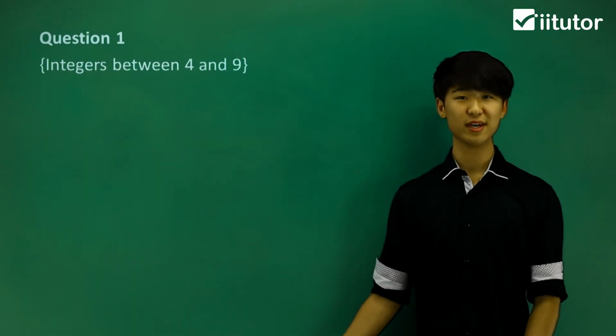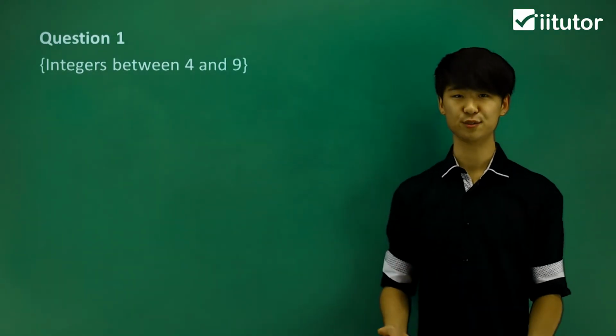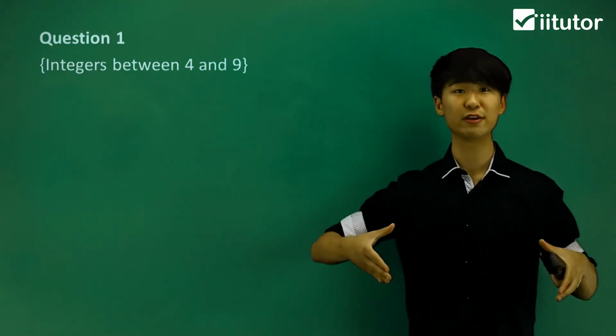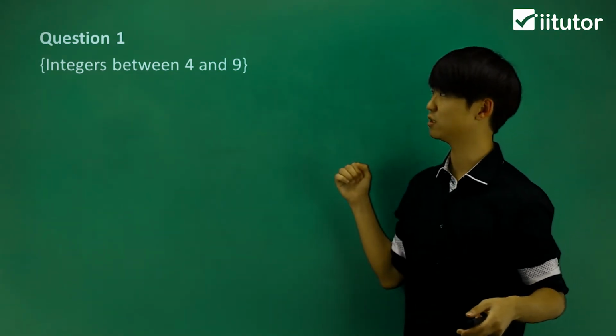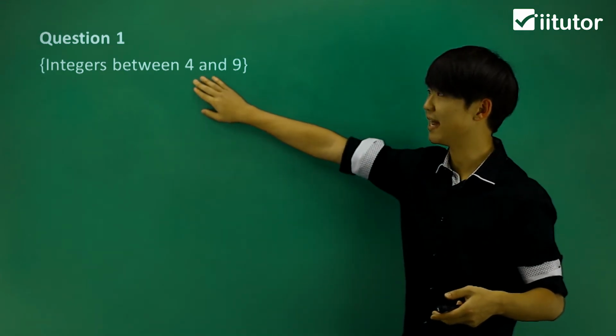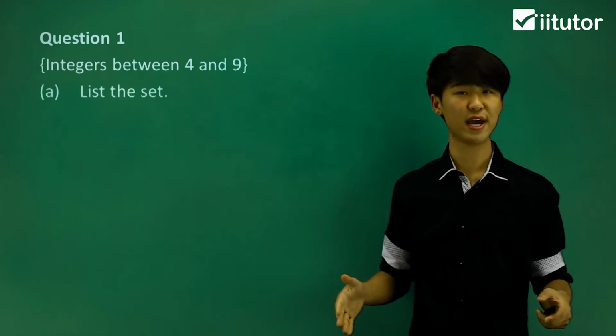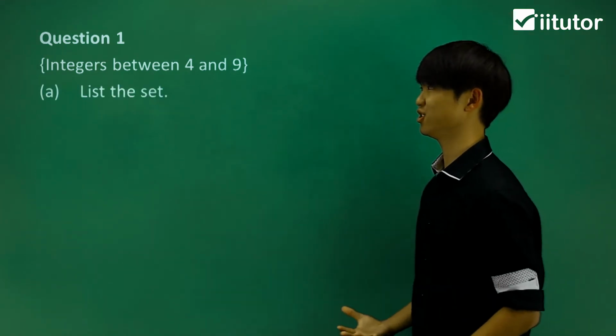We're going to be working with sets and set notations. So we're looking at how to represent certain numbers in some sort of given set. If we take a look at question 1, we have a set that contains the integers between 4 and 9. And the first thing we need to do is to list the set.